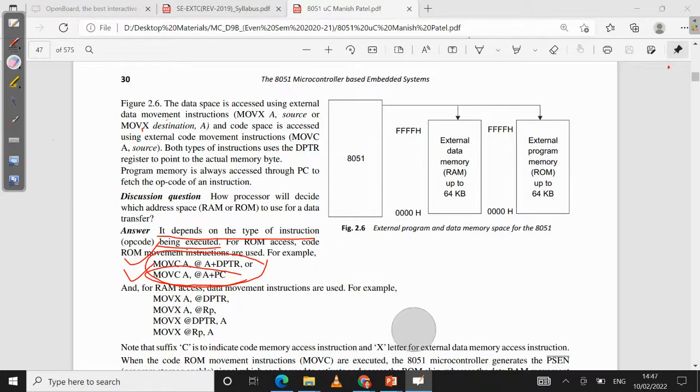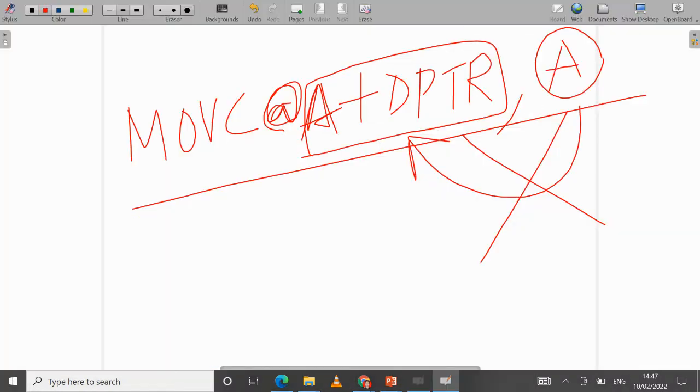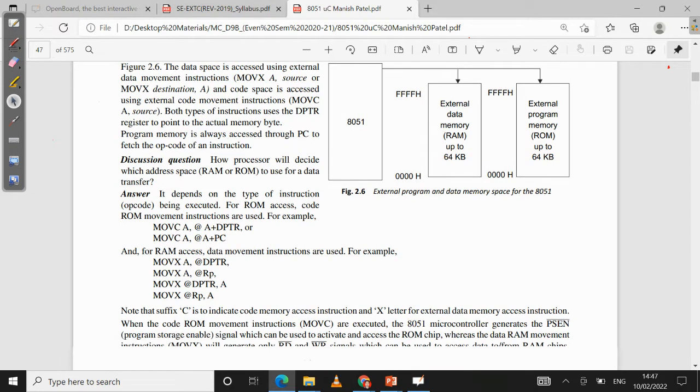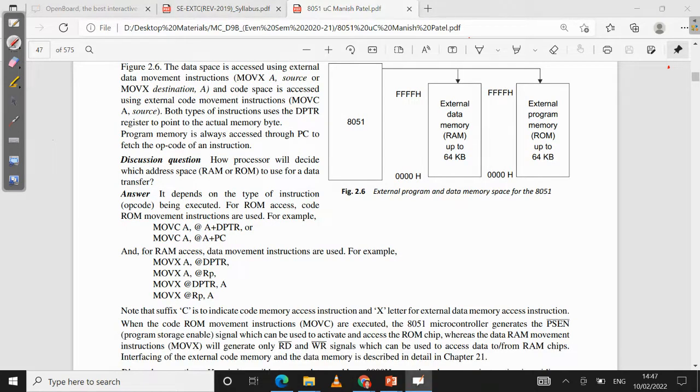Now we will see the instructions which are there to access your external RAM. So see the instructions. MOVX A, @DPTR. You have understood, in the RAM I can read and I can write. Can any one of you tell me what MOVX means? See here, MOVX has come, which means X stands for external RAM. There is no C, this is X.